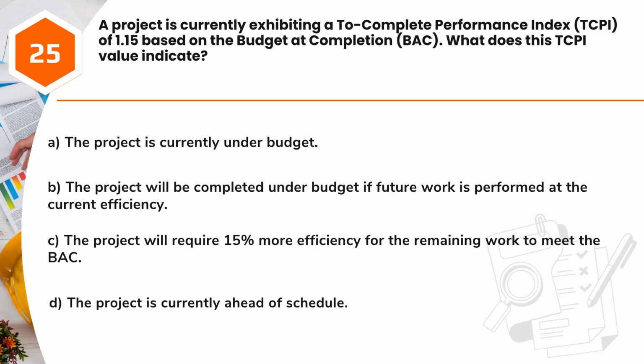Question 25. A project is currently exhibiting a to-complete performance index, TCPI, of 1.15 based on the budget at completion, BAC. What does this TCPI value indicate? A. The project is currently under budget. B. The project will be completed under budget if future work is performed at the current efficiency. C. The project will require 15% more efficiency for the remaining work to meet the BAC. D. The project is currently ahead of schedule.